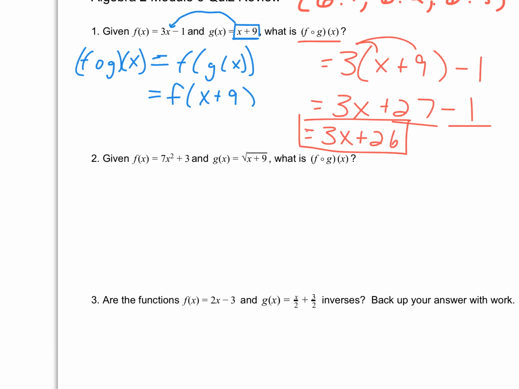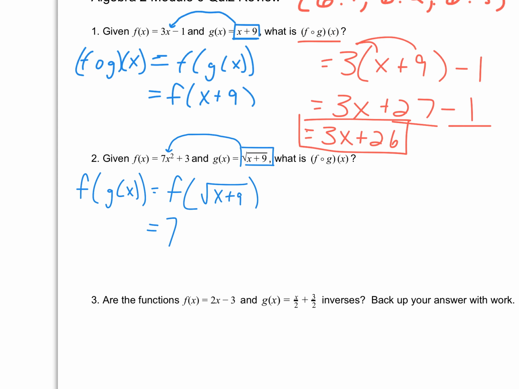Okay, very similar setup for the next one. We have another f of g, or f of, that's radical x plus 9. That means this square root of x plus 9 goes into x for the f of x function. So it's now 7 times the square root of x plus 9 squared plus 3. Again, I replaced x with the radical x plus 9.